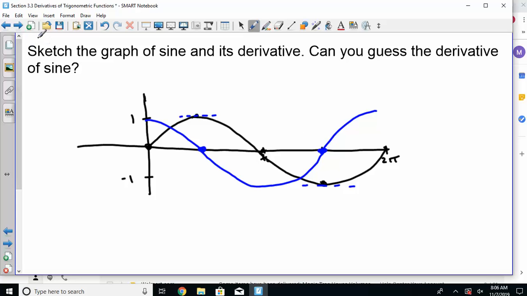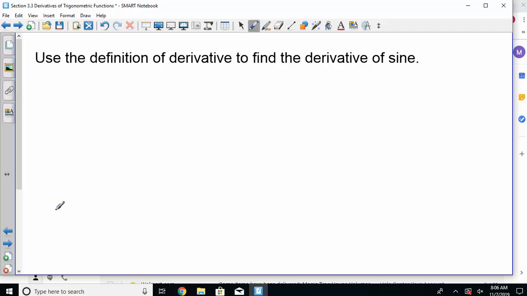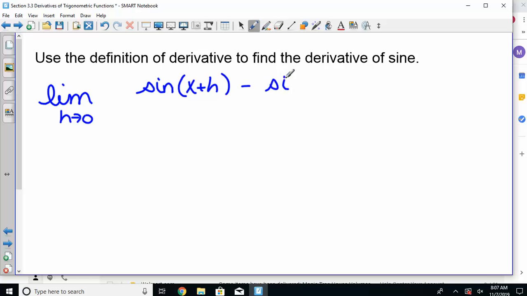All right. So we could also prove that using the definition of derivative. So I'm going to show you both ways. We looked at the graph. We're pretty sure that's right. Danny tells us it is, so we believe him. But if we wanted to work it out, we would do the limit as h approaches 0, back to that definition. F of x plus h, so sine of x plus h, minus f of x, so sine of x, all over h.